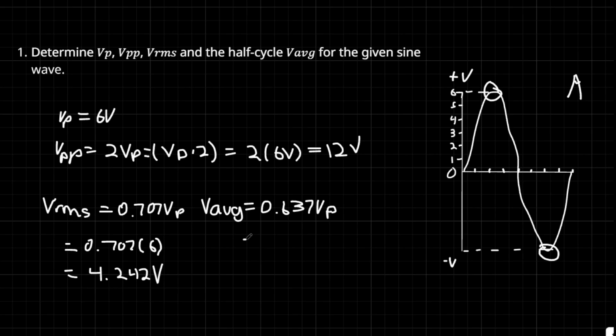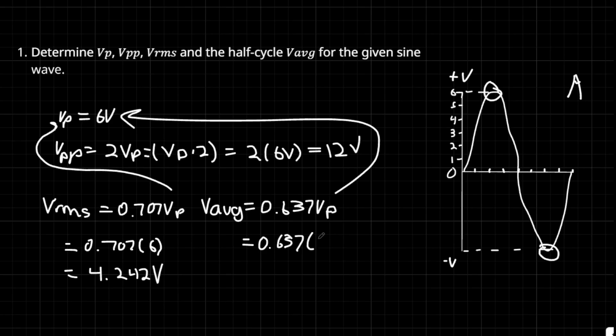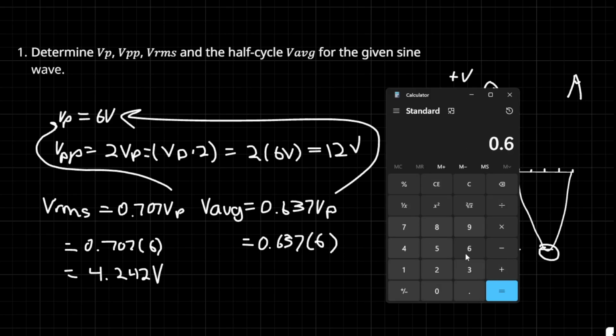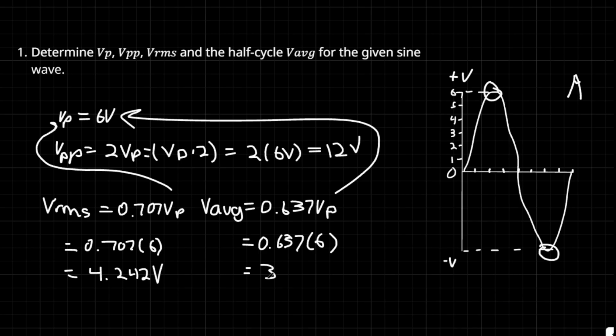Now for the average is 0.637, okay, and times 6, right? These are the same numbers here, right? This here, and so 6. Now if we get our calculator, we can do the multiplication super quickly, and we get 3.822. Okay, 3.822 volts. Okay, and so that is how you solve this question.